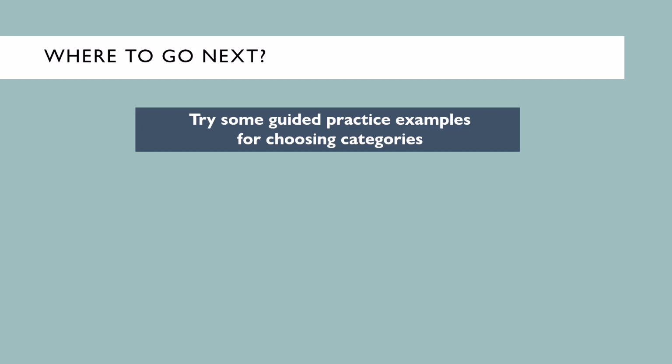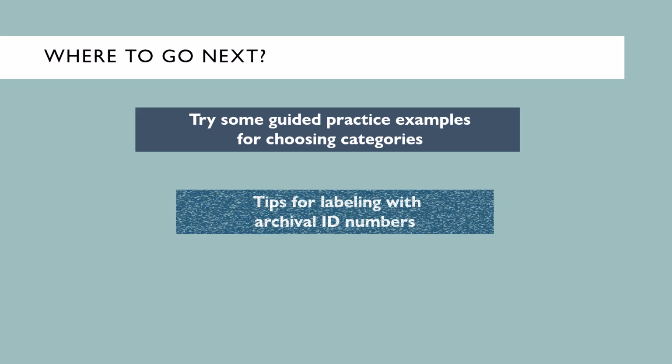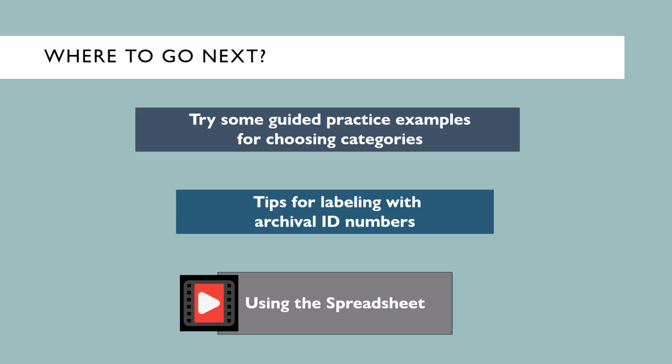Before moving on, if you'd like to try some guided practice examples for creating organizational categories, those come next. Or you can get some important tips for labeling with identification numbers. If neither of those are of interest to you, you can move on to the final Chapter 4 video using the spreadsheet to start to enter information about your materials into Tab 3.